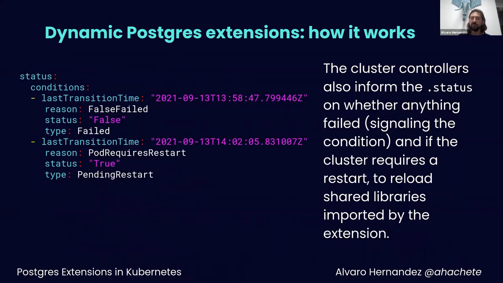Also, following standard Kubernetes patterns, it creates a set of conditions as part of the status field. One of those represents the status of the operation, whether this installation of the extensions worked or not. And second, whether the pod requires restart. Some extensions, as I mentioned, are loading dynamic libraries, and under certain conditions, they may require database pod restart. So this condition is also signaled by the pod local controller as part of the status field.